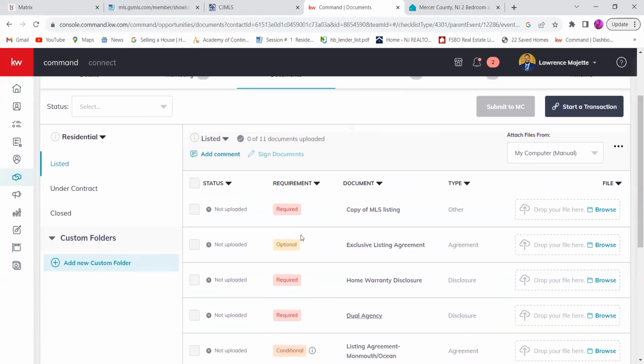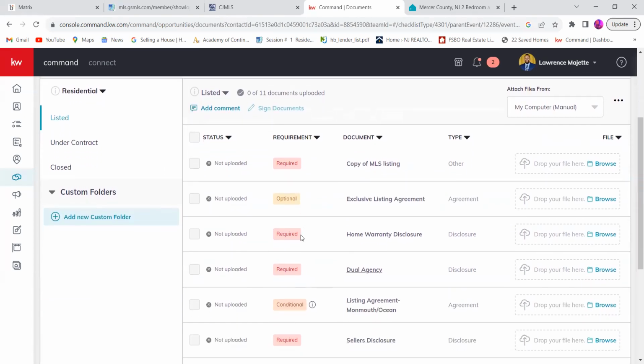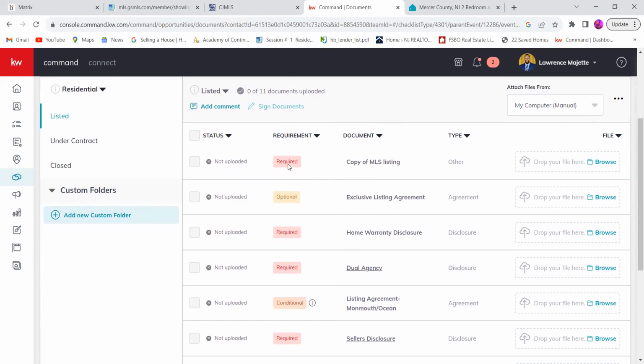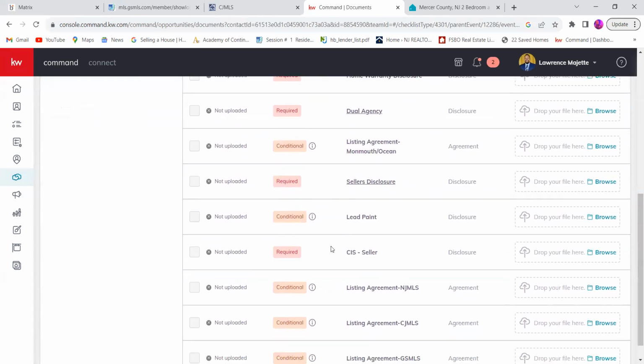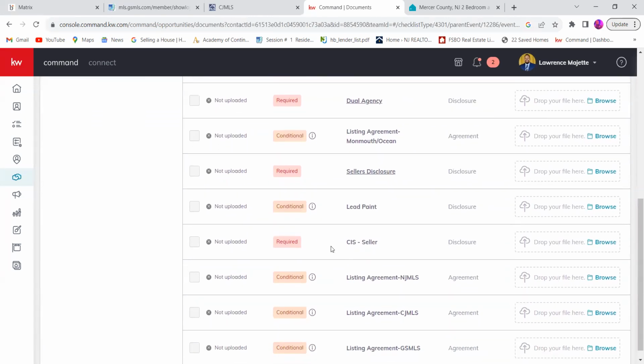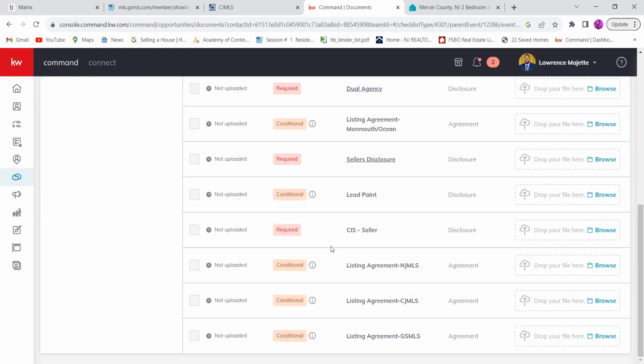Now, under the documents page, you're going to see, right, where it says required. These are everything that you have to send into the office. So this should make life a little easier for you when you're looking for what documents you need from DocuSign, right? So you know that a CIS is required.